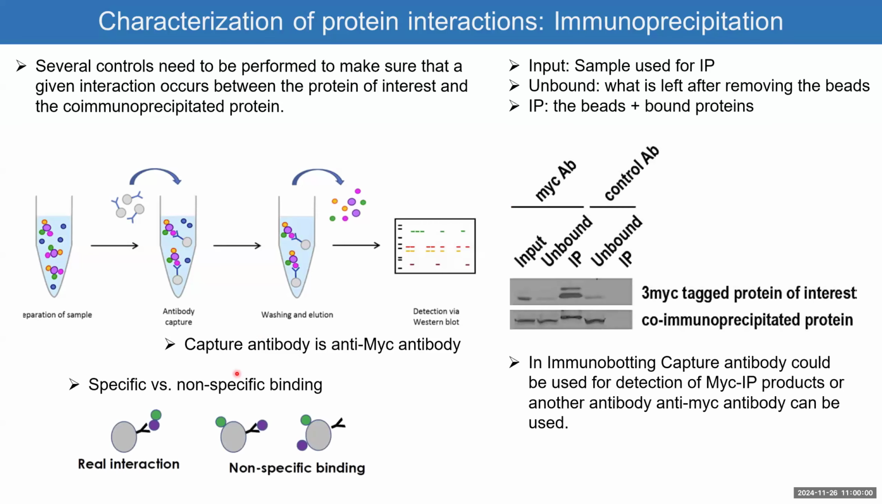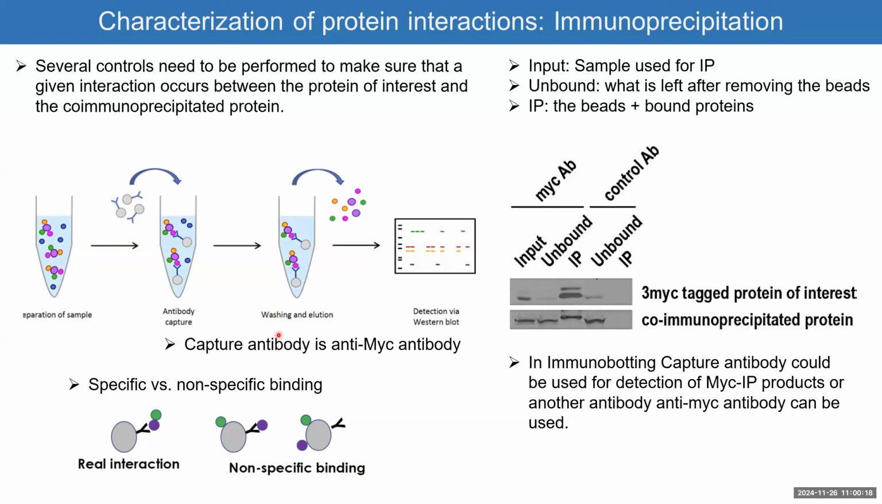And here there's an example to differentiate specific binding. The protein in violet is bound to a protein in green. When you capture the protein in violet, you automatically bring down the green protein with you. So this is a specific binding.